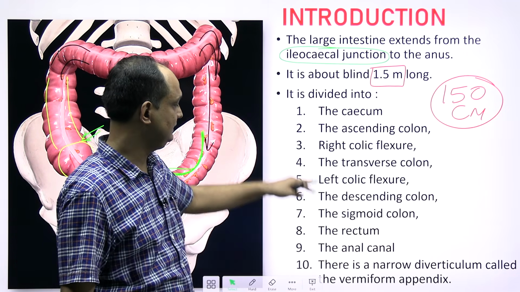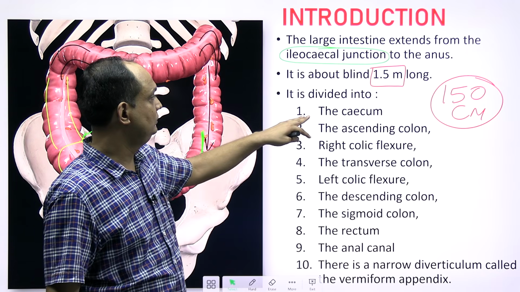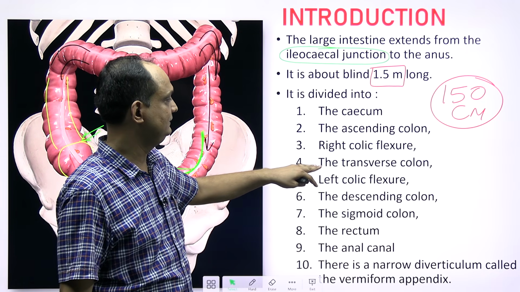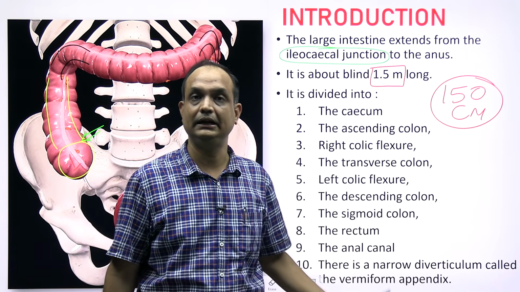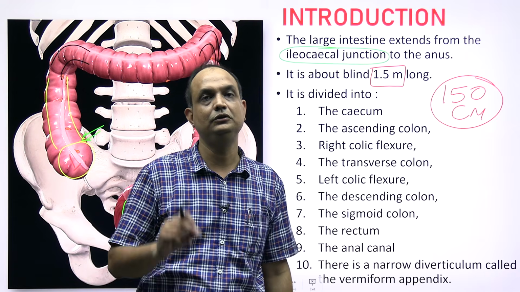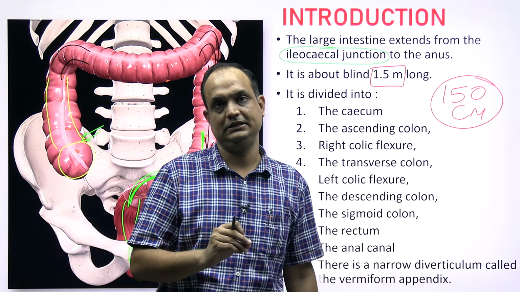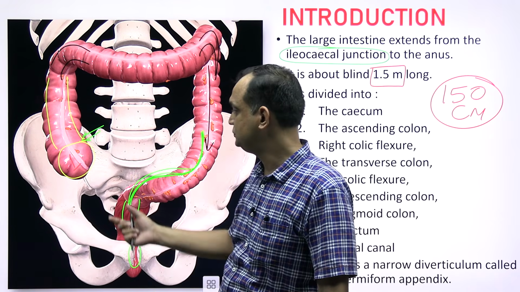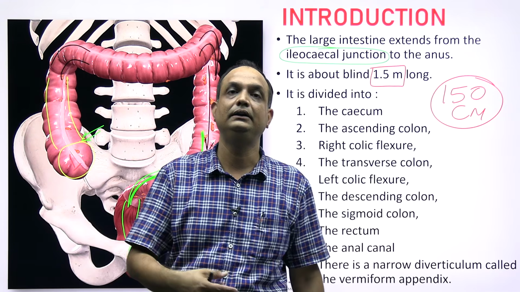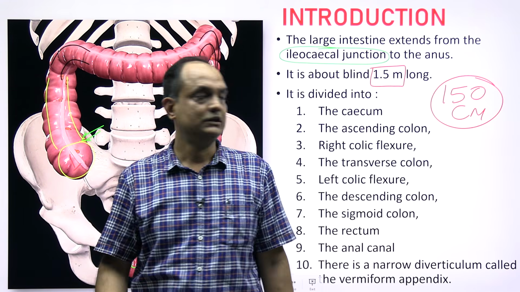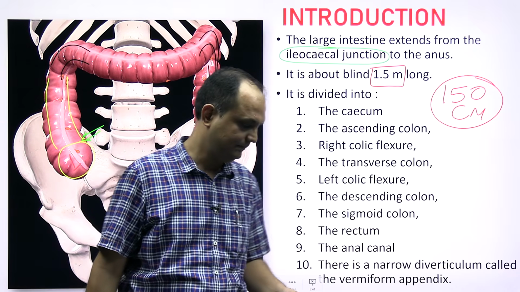So these are the parts of the large intestine: the cecum, ascending colon, right flexure, transverse colon, left flexure, descending colon, sigmoid colon, rectum, and anal canal. Apart from that, you have a very small part known as the appendix. The appendix is present on the posteromedial side of the cecum, and most of the time you will find the appendix retrocecal. So these are the different parts of the large intestine.